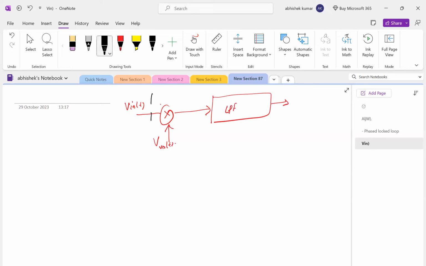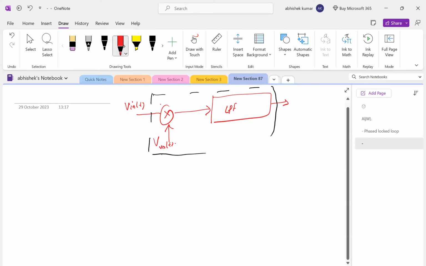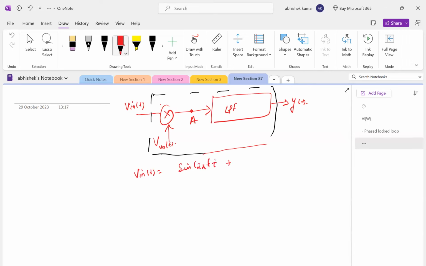This is our phase detector circuit. Let's analyze this circuit. This is point A. This is Y(t). So V input equals sine(2πft + φ_in), and V_VCO(t) equals sine(2πft + φ_VCO).